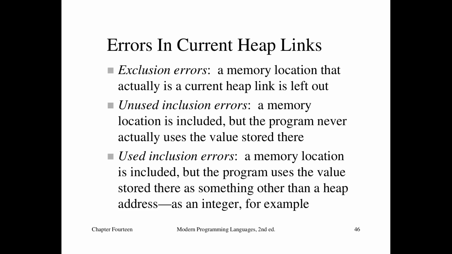So now we have to ask ourselves, what if there are errors in heap links? We have exclusion errors, which is an actual link to a memory location on the heap, but it's been left out for some reason. And then we have unused inclusion errors, where a memory location is included, but the program never actually uses that value.